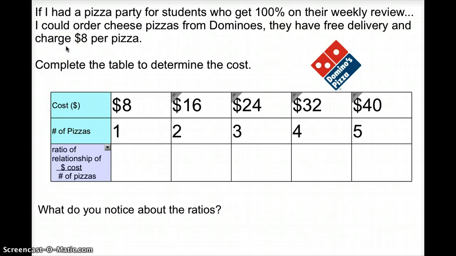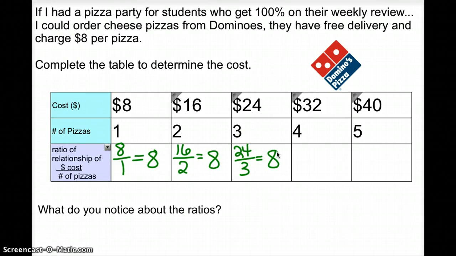And we get used to always putting money on top. So we're going to find the ratio. We know that it's $8 for one pizza, which simplifies to 8. The next one, we know that we have $16 for 2 pizzas, which also simplifies to 8. $24 for 3 pizzas, again, simplifies to 8. You would continue on to fill in the remainder of the chart.